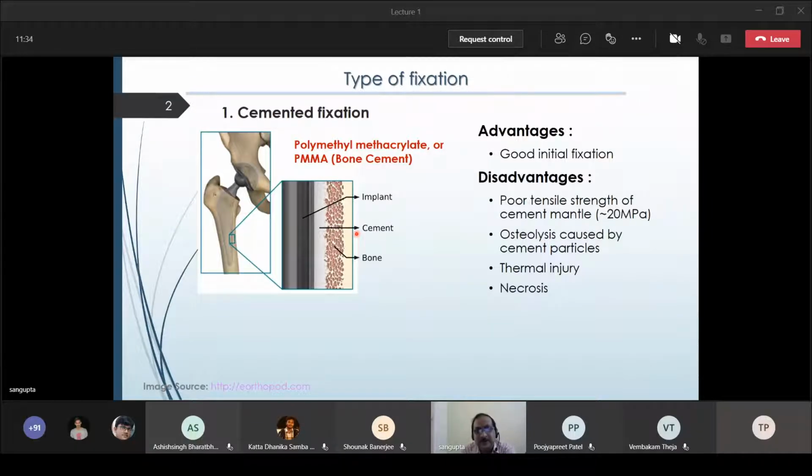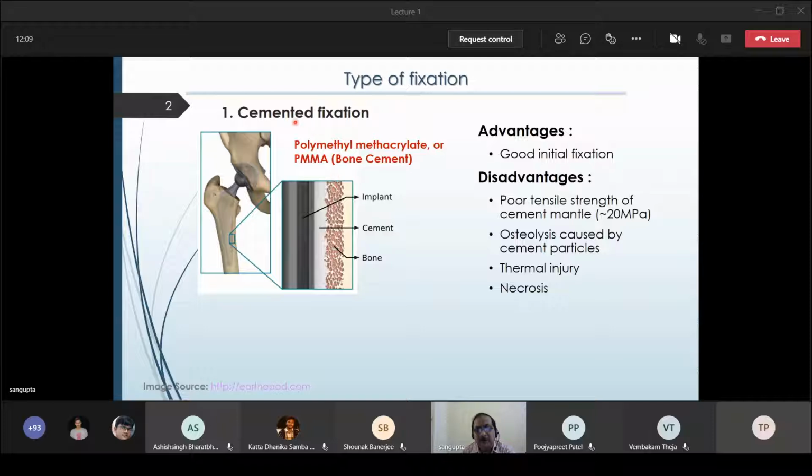I think we had discussed this, but generally speaking, we can classify fixation into two types. Okay? We have the cemented fixation, the age-old cemented fixation, which is still used in certain patients. So depending on the patient condition, nowadays a surgeon chooses a particular implant type. Okay? Will it be a cemented fixation or uncemented fixation?